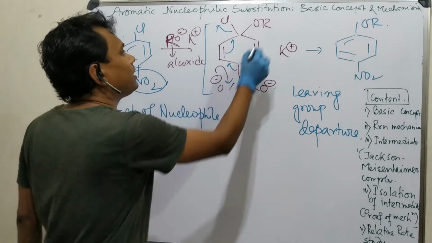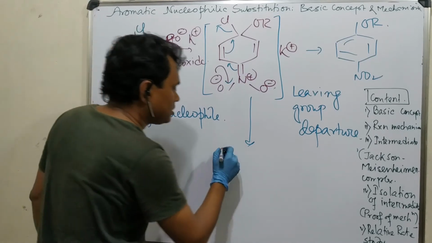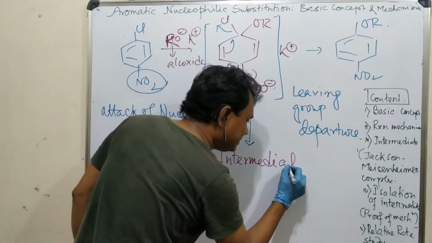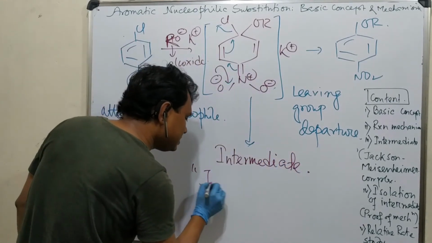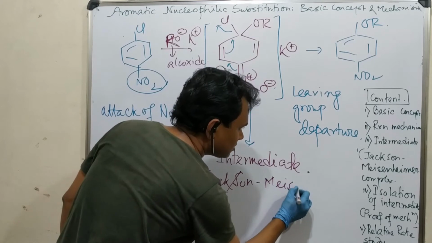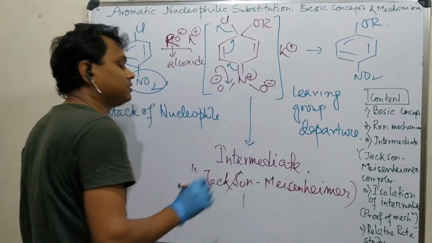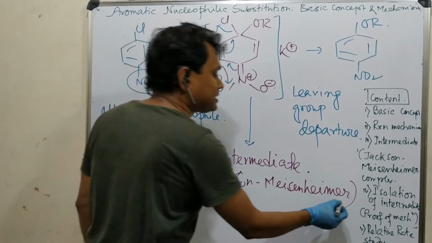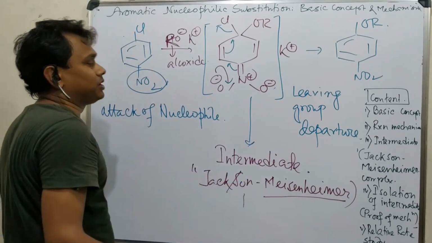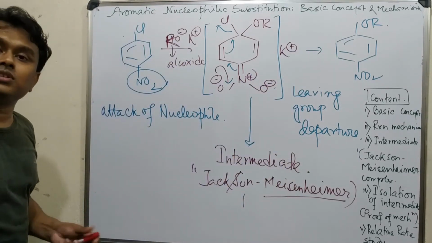And this is the intermediate of this process, and this intermediate is named the Jackson-Meisenheimer intermediate. Sometimes people only say Meisenheimer intermediate; Jackson they don't pronounce. Fine. This is the Meisenheimer intermediate, and this Meisenheimer intermediate converts. So what is the expected rate equation for this process?